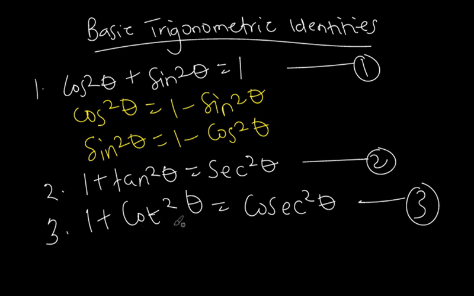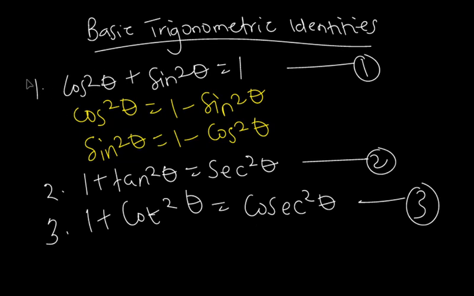You can make cot squared theta the subject over here, and then you get an expression for cosec squared theta minus 1. So you can manipulate this to get another equation, which can also be useful or relevant when you are solving trigonometric equations, or you have to prove certain cases in trigonometric equations.